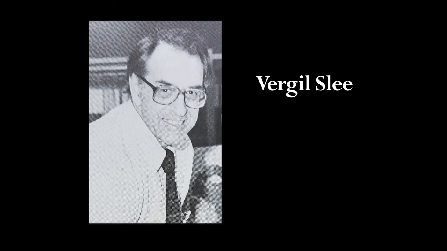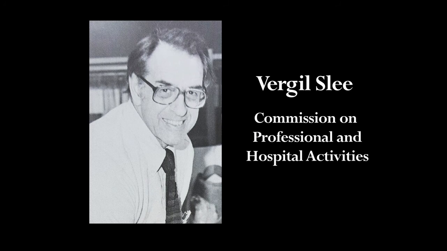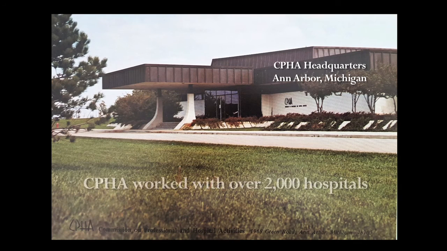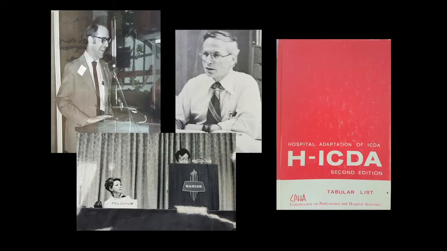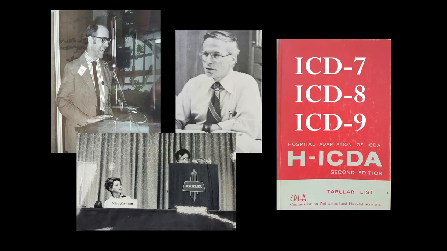A pioneer who used these classifications for reporting hospital statistics in the United States was Virgil Slee, who had started the Commission on Professional and Hospital Activities, or CPHA, in Ann Arbor, Michigan in 1955. At one point, over 2,000 hospitals were reporting their discharges along with patient diseases and procedures. Virgil and his colleagues would provide their expertise in adapting the 7th, 8th, and 9th versions of ICD for use in U.S. hospitals.